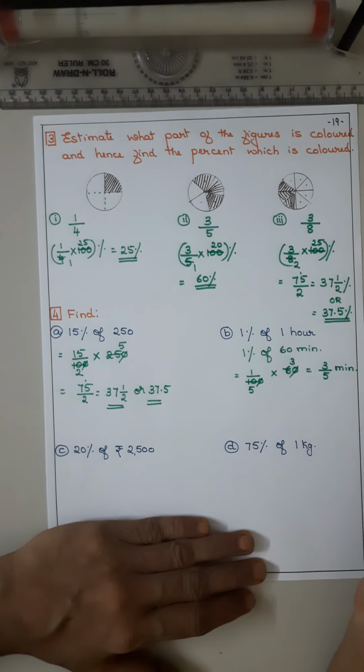See 1% of 1 hour. So 1 hour, you can't find out 1% of 1 hour. याद रखो इधर 1 ऐसे रहेगा: 1 kg, 1 liter, 1 meter, 1 hour and all. Then you convert into the smaller unit. Okay. Then you solve the sums.